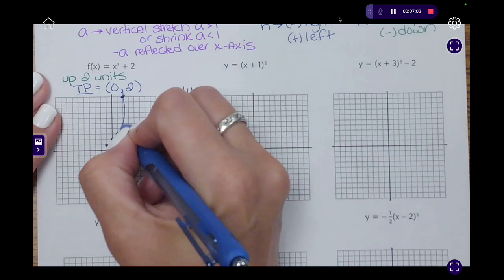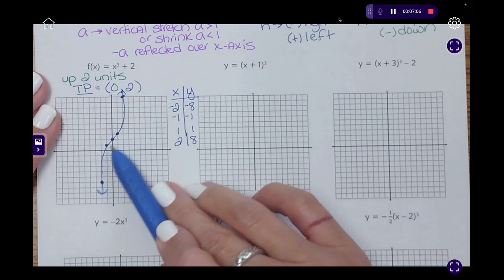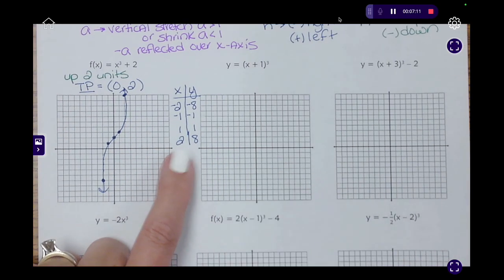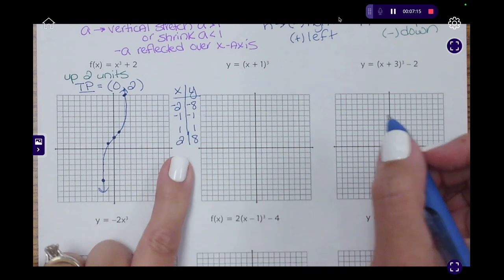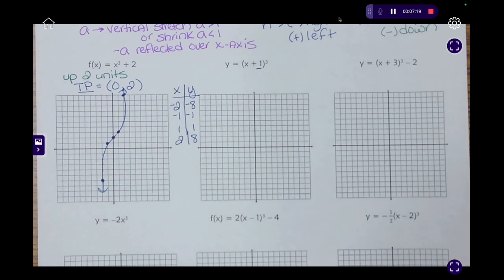So when I graph it, remember right there, it's going to start to curve. You're going to notice those 3 points right there together. That's where your graph starts to curve. So everything that we are using from this table is telling me the direction that I need to go from that turning point.